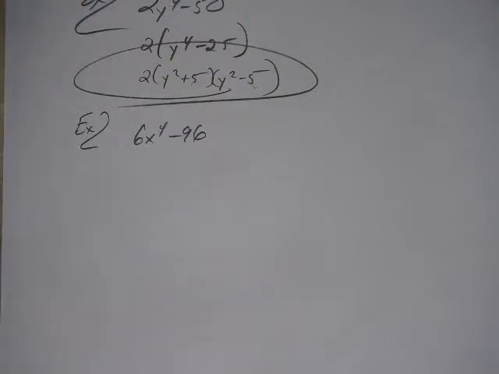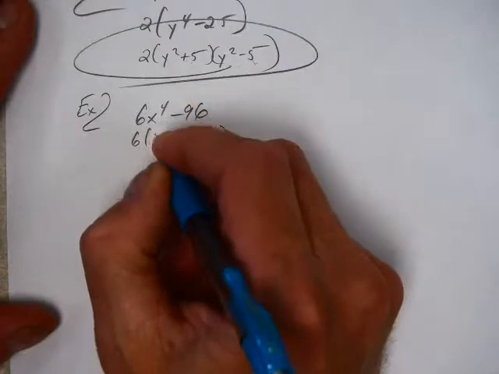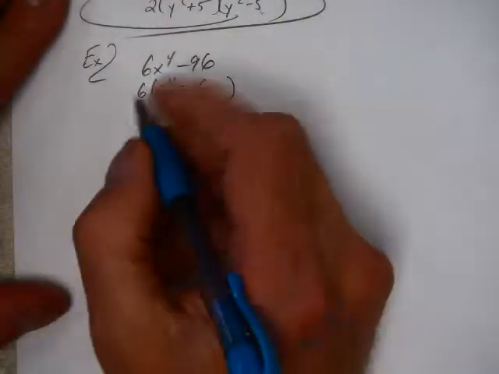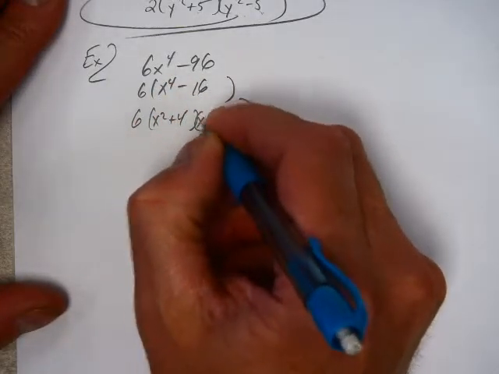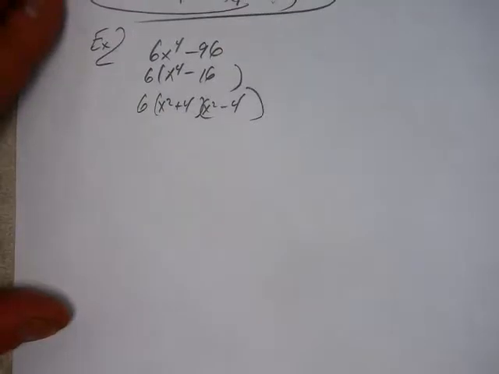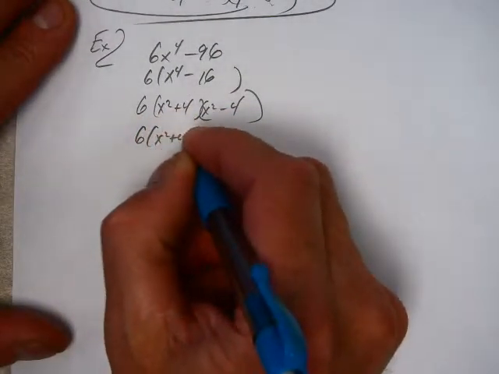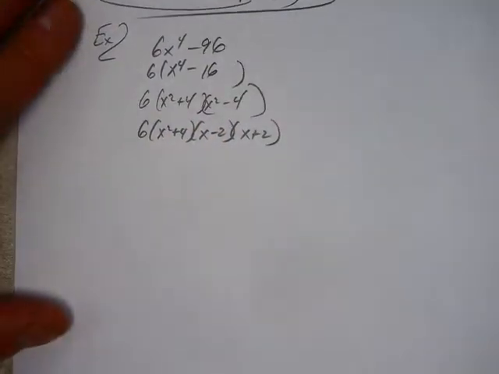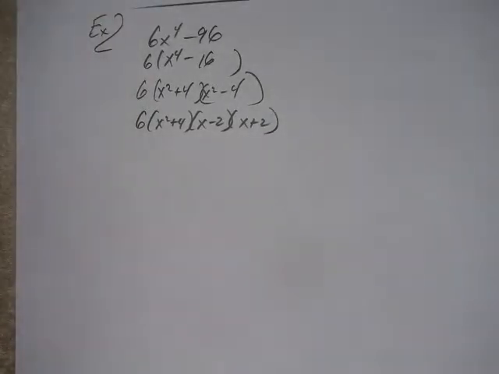Okay. What's the first thing I should do? Take out a 6. And that leaves what, x to the 4th minus 16? So now I've got the difference of two squares. Sweet! 6 times x squared plus 4, x squared minus 4. Can that be factored further? Yes, because it's the difference of two squares here on the back side. X squared plus 4, x minus 2, x plus 2. And does the order make a difference in what you write that in? Not at all, because it's multiplication. Multiplication is commutative.